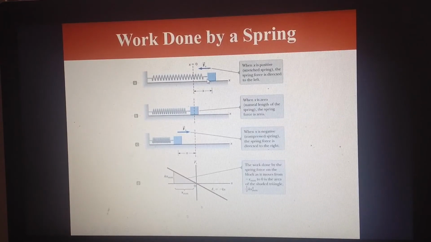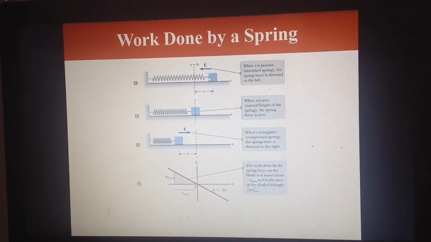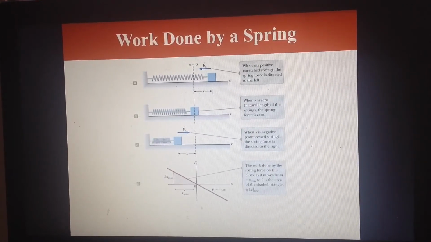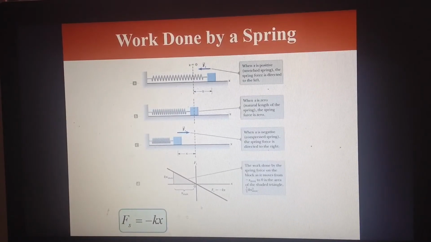Notice that when the spring is stretched, the force on the spring is acting to the left. And when the spring is compressed, the force on the spring is acting to the right. So the point is that the force on the spring is always acting in the opposite direction as the displacement of the mass. Generally, because the force of the spring is always acting in the opposite direction of the displacement, we can write the force of the spring using this equation right here.